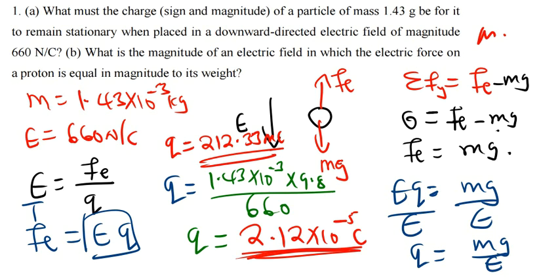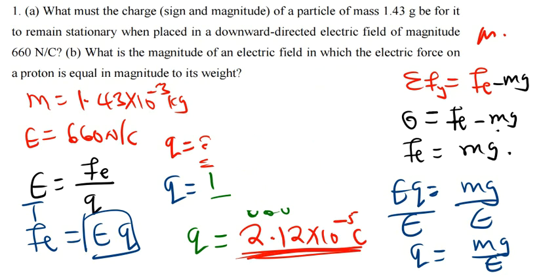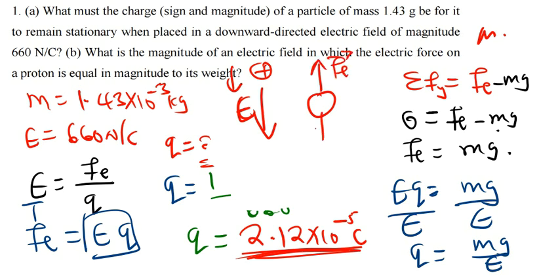Now the question here is saying we need to find the magnitude and the sign. How can we find the sign here? Let's think of the electric field and the electric force. The electric field is going in that direction, and one thing we have to remember is that the positive charge will go in the same direction as the electric field. Then the negative charge has to go in the opposite direction. So the electric force is in that direction. Then here we have mg.